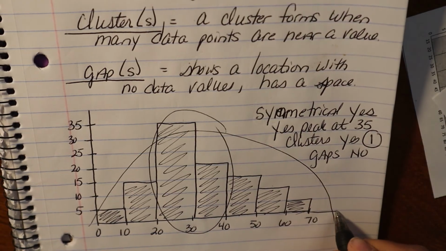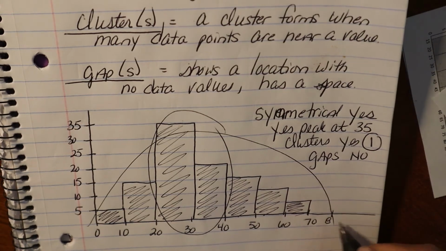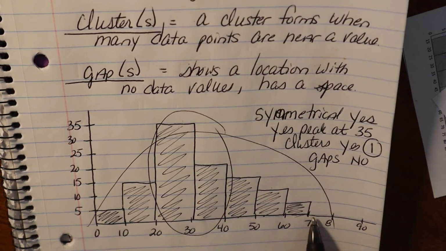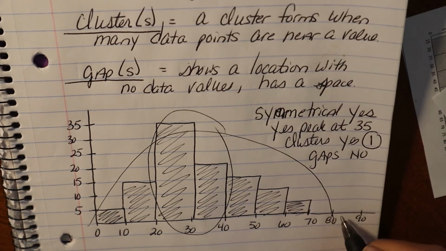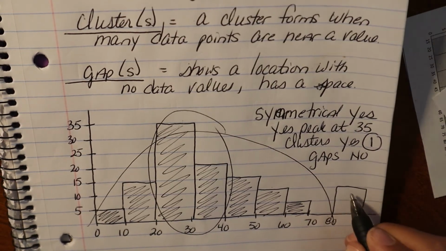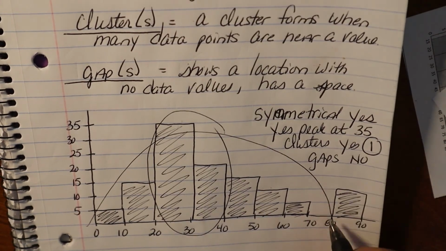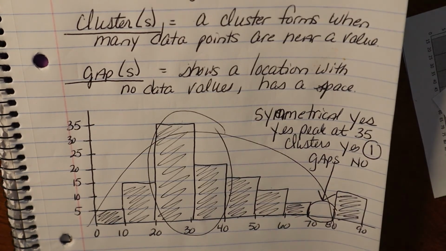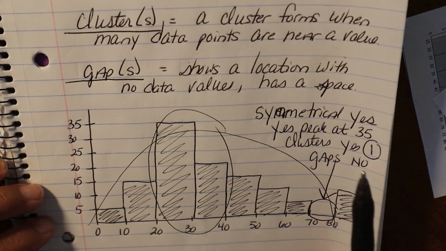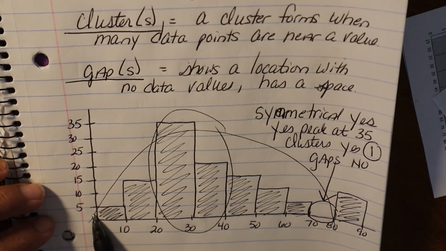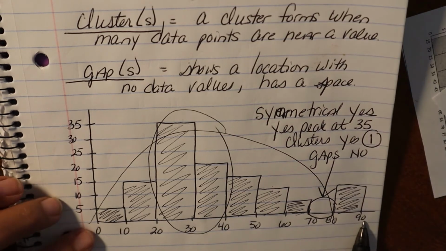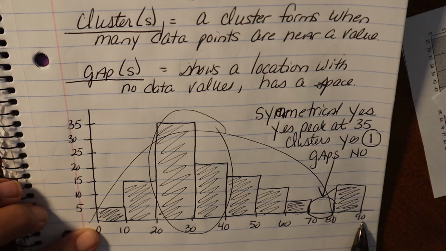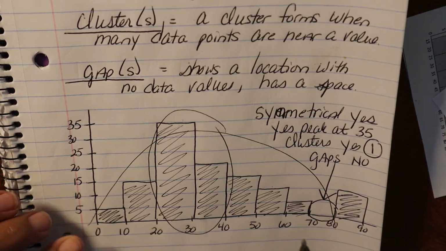If I were to extend this maybe to 80, 90, skip between 70 and 80, and come up and add a little 90, now I would say that we have a gap right here. Just to make sure you understand gaps. If I were to ask you what's the spread of the data, hopefully you didn't forget what spread is. It's the low point, 0, to the high point. So maybe I'll say it's from 0 to 90 is the spread. So this is what we're talking about today.